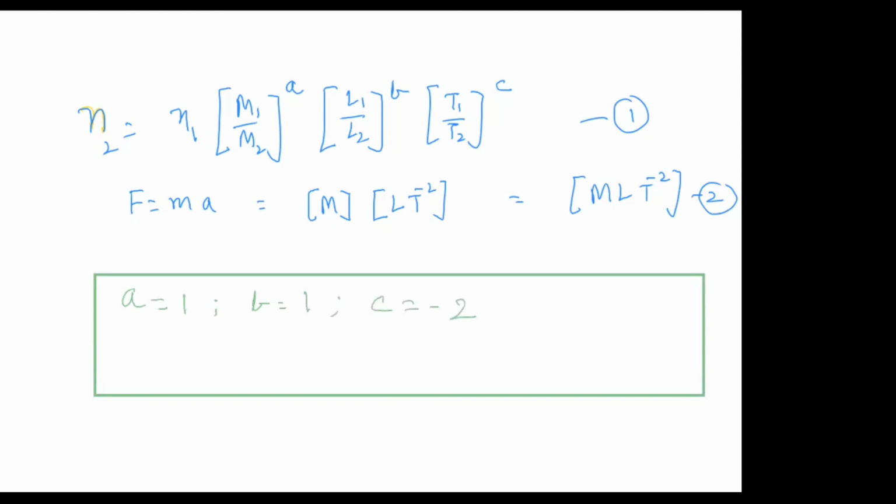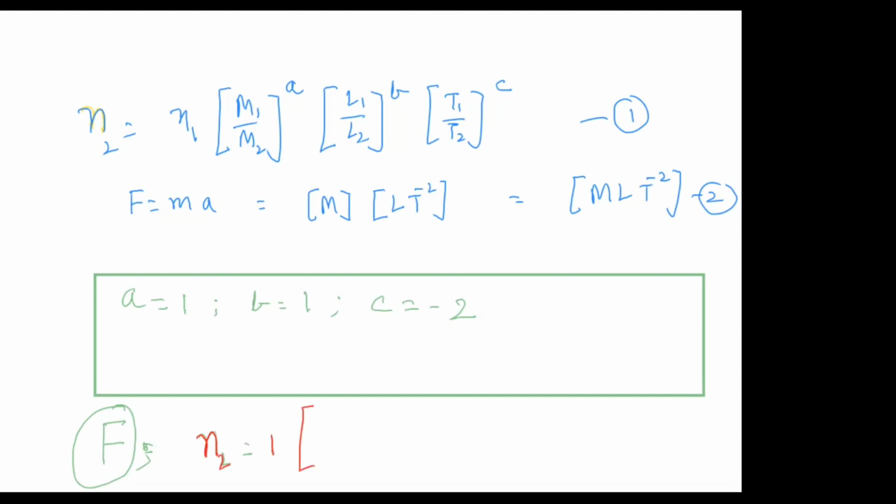Now putting the values over here, we get F equals MLT minus 2. We have to find now the unit of force in CGS. So, N2 equals, N1 is already given to us as 1.